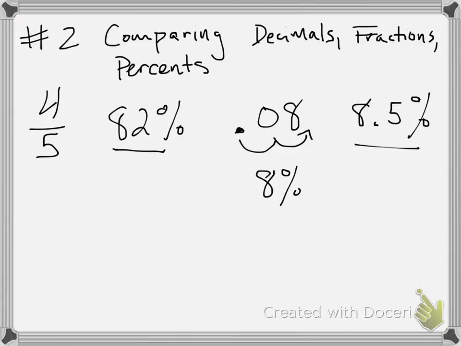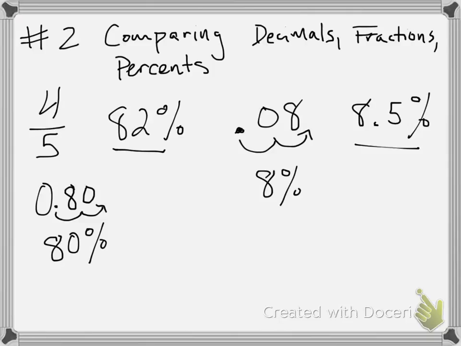Now over here I have a fraction, so I need a decimal first. If I divide 4 by 5, I will end up with 0.8. And if I want to turn this into a percent, I'd have to move my decimal point 2 places. So this would be 80, because again, to do that 2 places, I'd need a placeholder there, my 0, 80%. So now they're all percents.